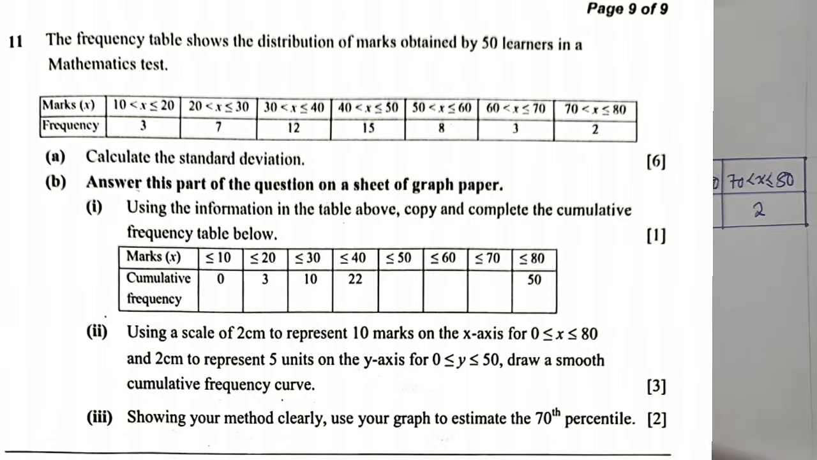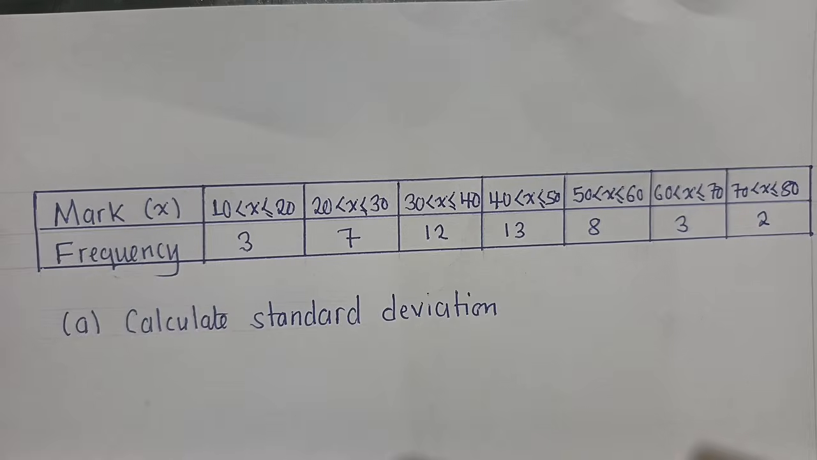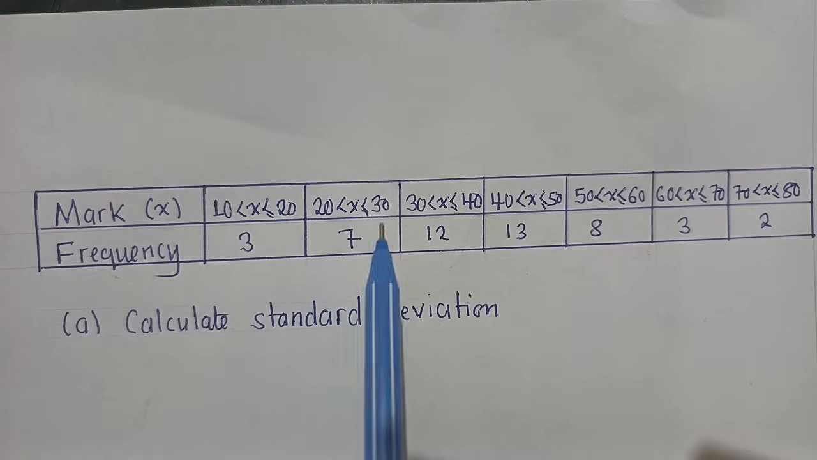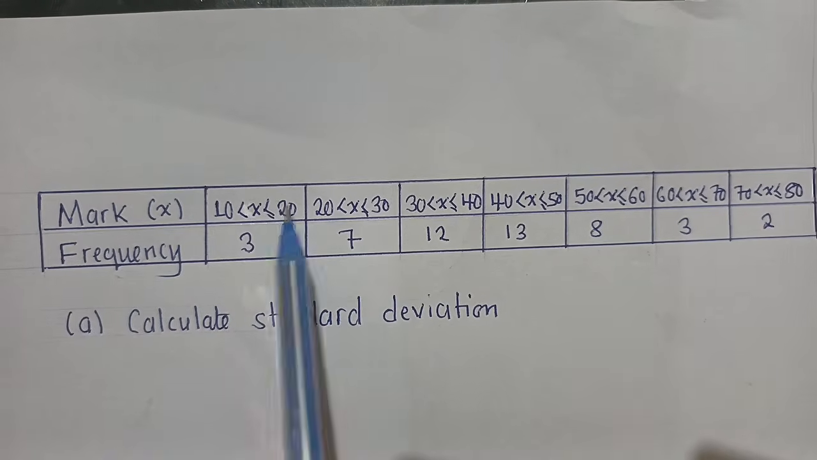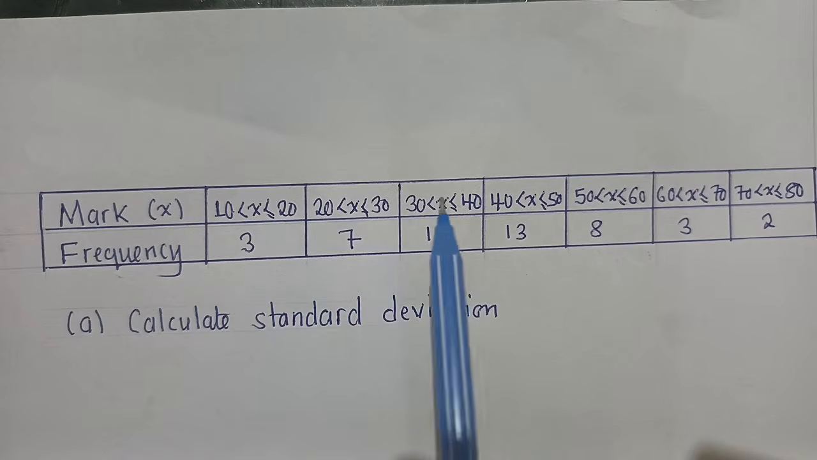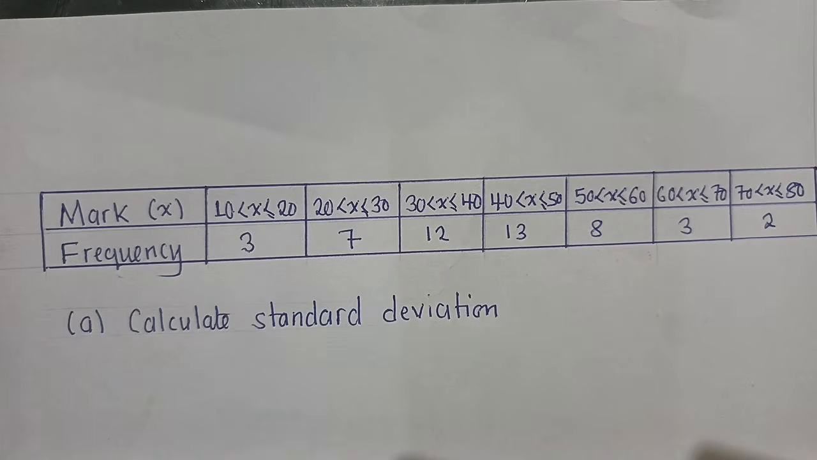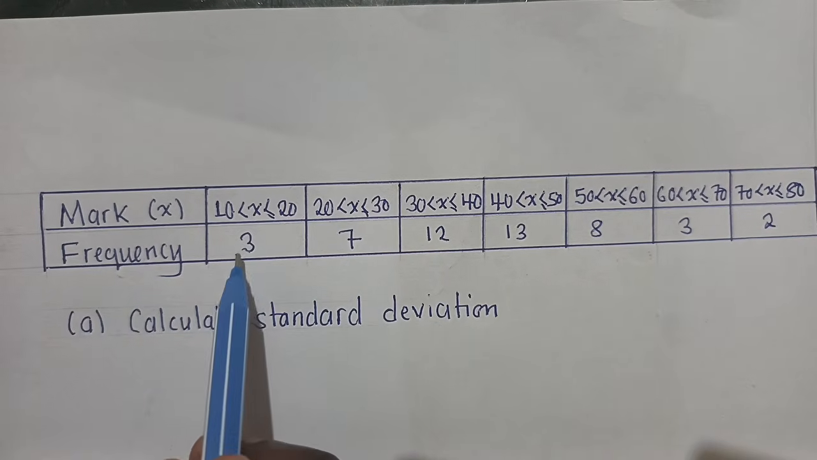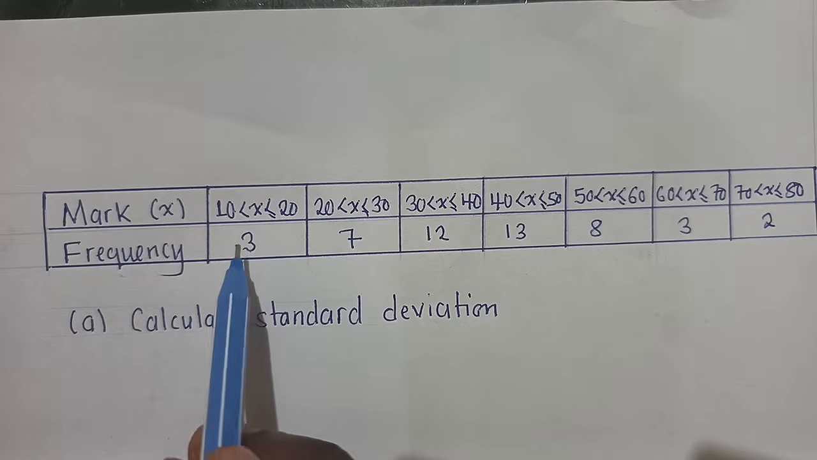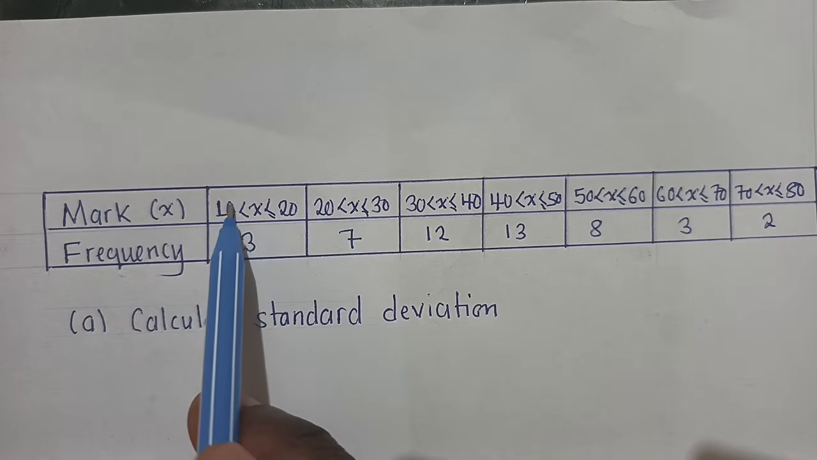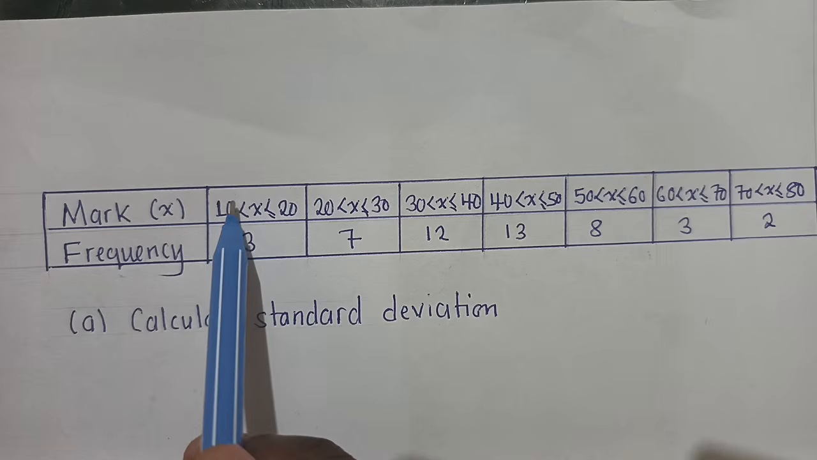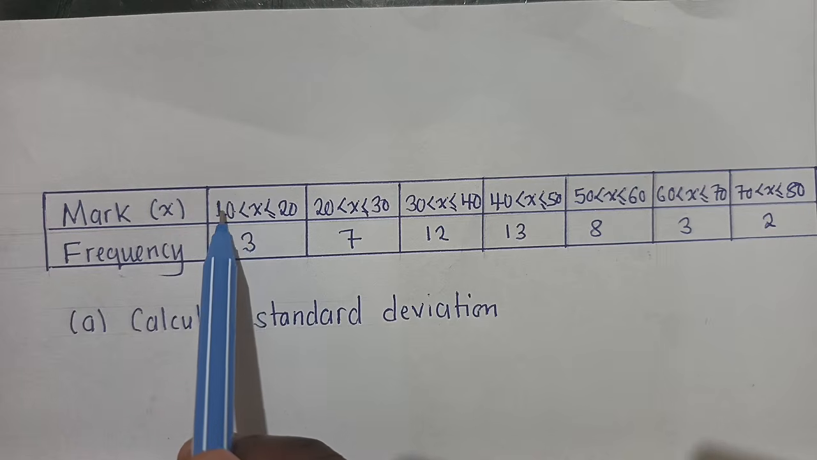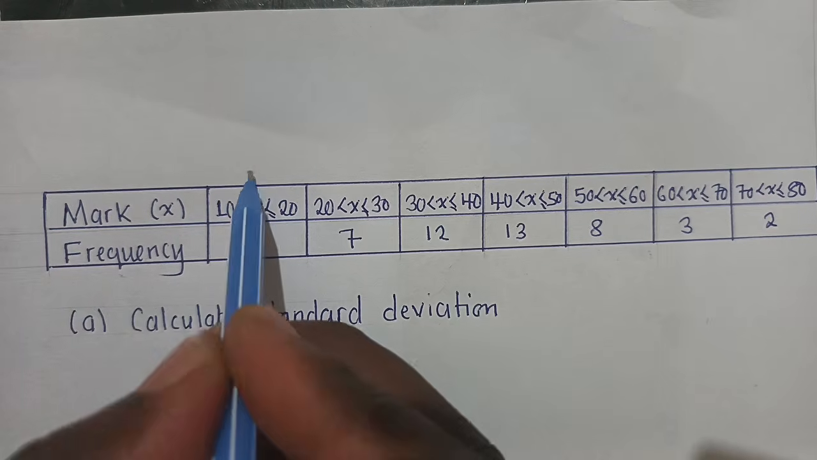All right, so to calculate standard deviation, when you've been given data like this, it is grouped data because we've got the class intervals. You first need to find the midpoint. So what do I mean by saying the midpoint? What is the number in between 10 and 20? It's 15.